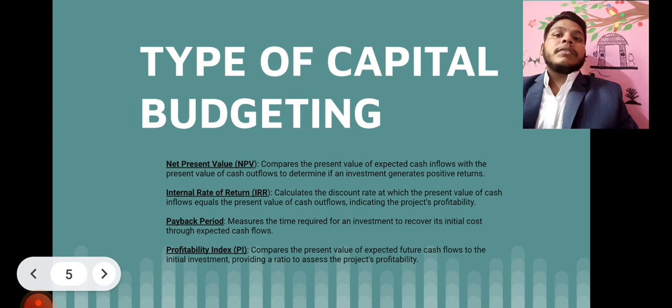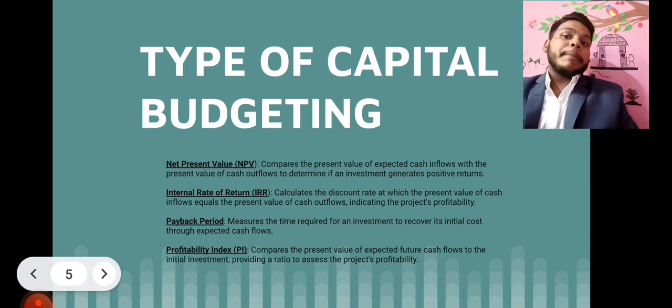Net present value compares the present value of expected cash inflows with the present value of cash outflows to determine if an investment generates positive returns. Internal rate of return calculates the discount rate at which the present value of cash inflows equals the present value of cash outflows, indicating the project's profitability. Payback period measures the time required for an investment to recover its initial cost through expected cash flow. Profitability index compares the present value of expected future cash flows to the initial investment, providing a ratio to assess the project's profitability.